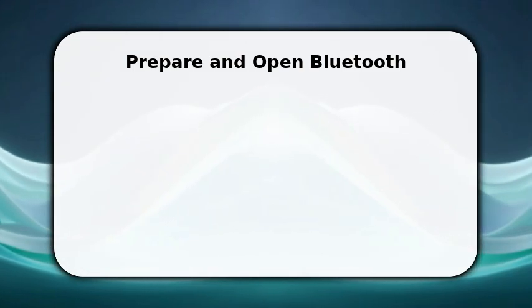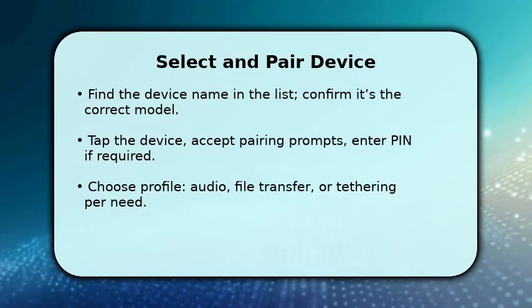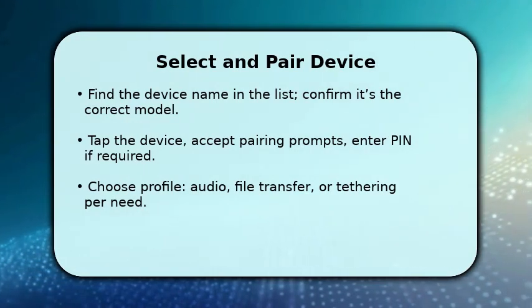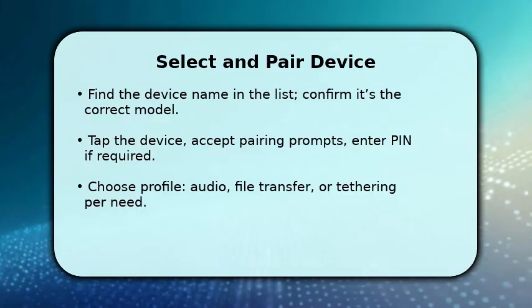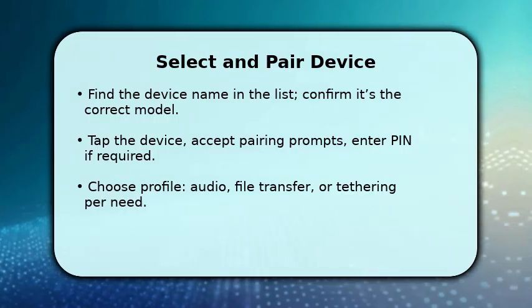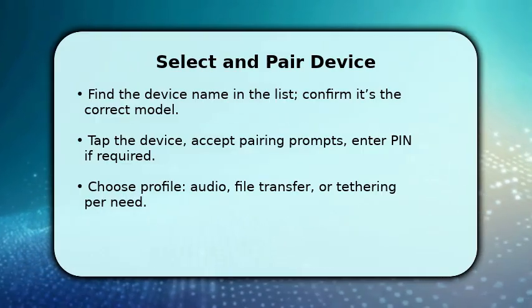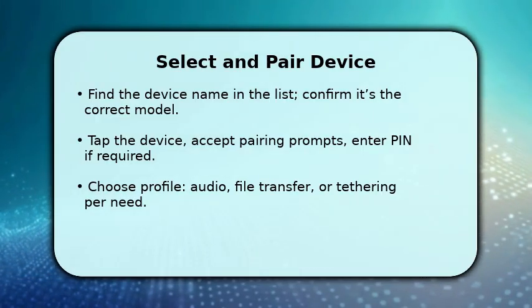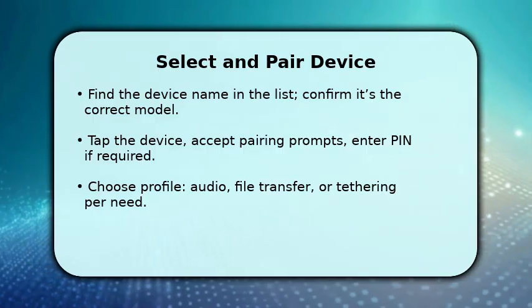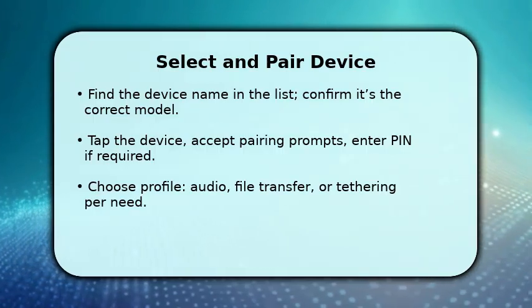You now pick the specific device from the scan list. Visually confirm model and MAC if available so you don't pair the wrong gadget. Tap its name to initiate pairing, then accept prompts on both devices and enter a PIN only if asked. Many use simple codes like 0000 or 1234.